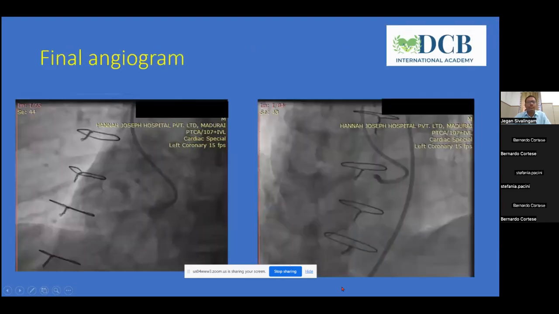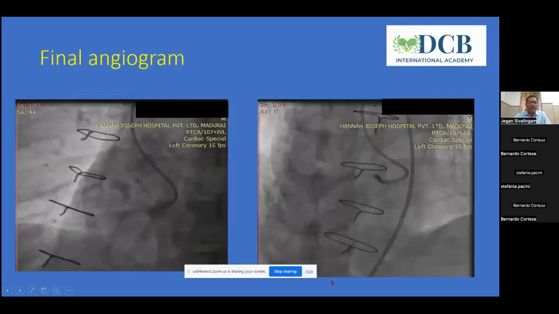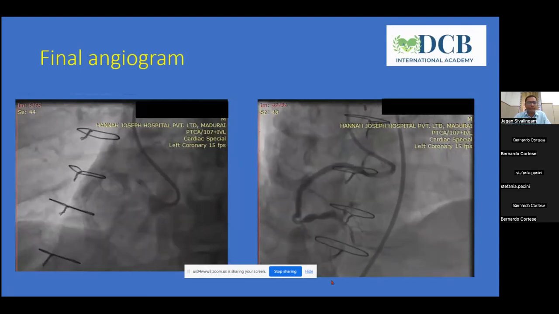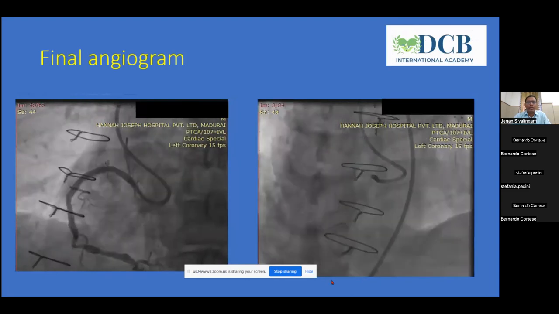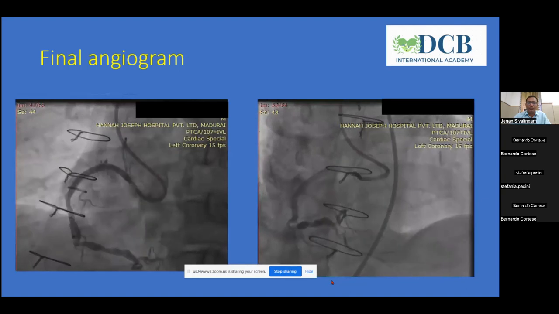So you were able to easily cross the lesion with IVL? No, we had to initially use NC balloons, upsizing. We started with a 1.2 mm balloon, then 2, then 2.5. This is a 3 mm NC balloon, which was having the dog boning. Yeah, then that makes sense. Then finally we crossed, and then like usual angioplasty steps, and this is the final result with two drug-eluting stents, 3 by 38, post-dilated with a 3.5 mm NC.